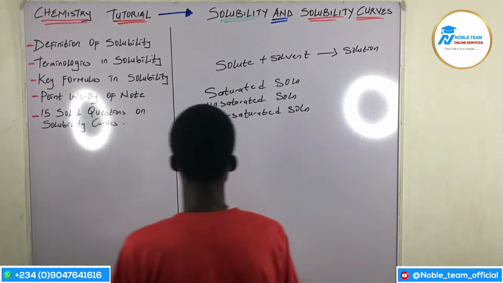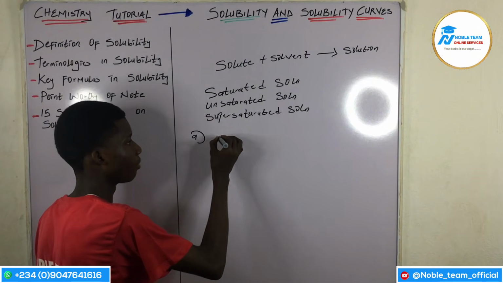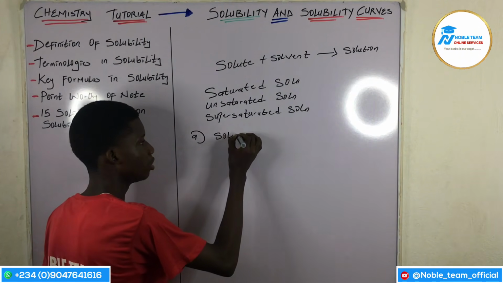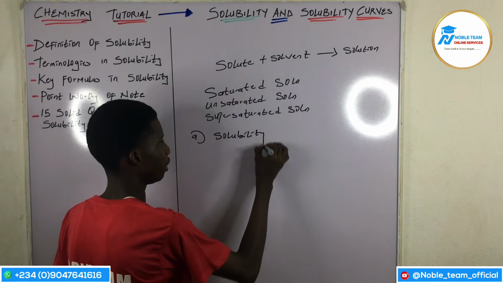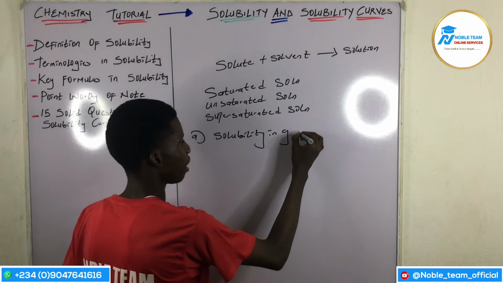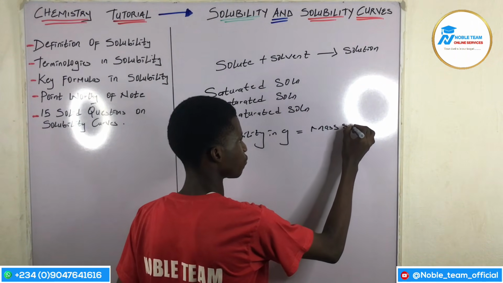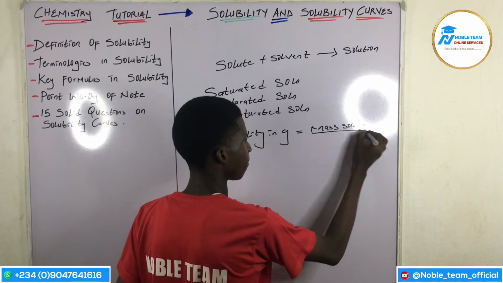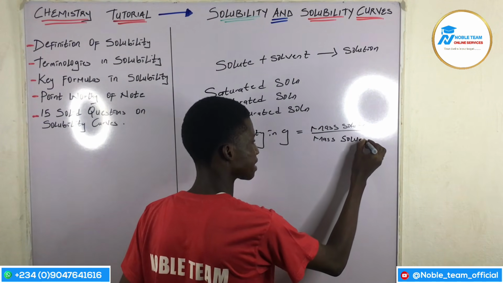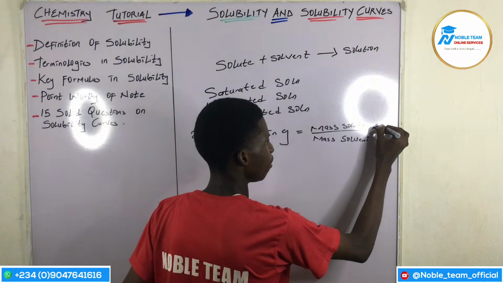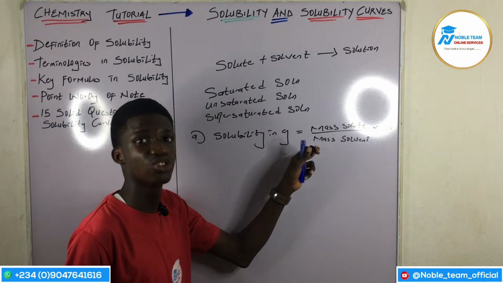Now, the first one is A. When we have solubility in gram, then it is mass of solute over mass of solvent, multiplied by 100. I've explained what solvent is. This is why I started earlier to explain everything. This is the first key formula that you need to take note of.